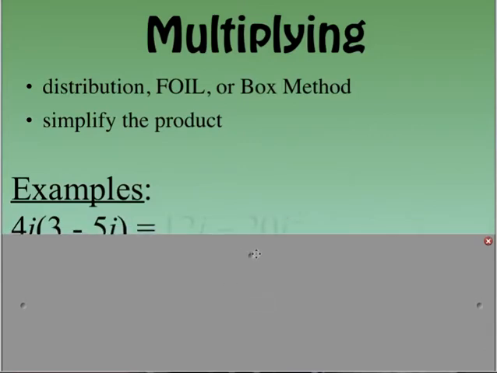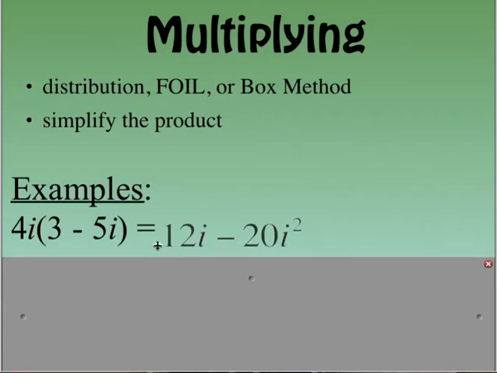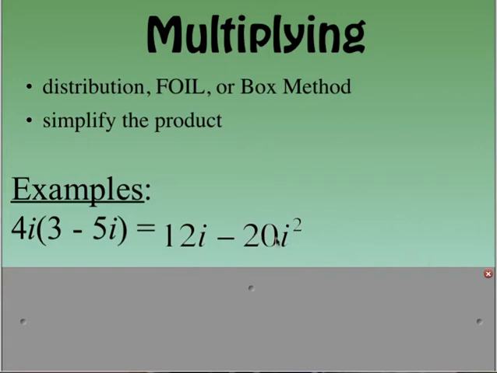So when I distribute that, 4i times 3 would be 12i, and then 4i times a negative 5i would give me negative 20i squared.